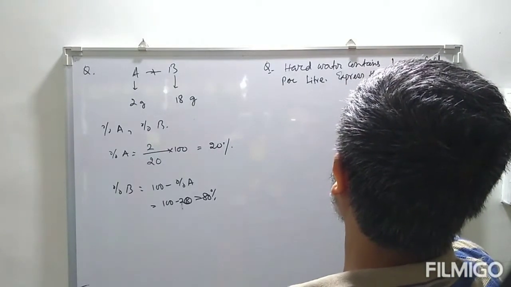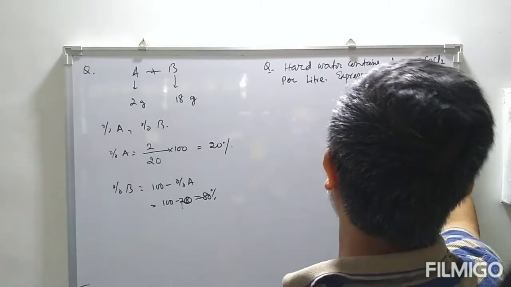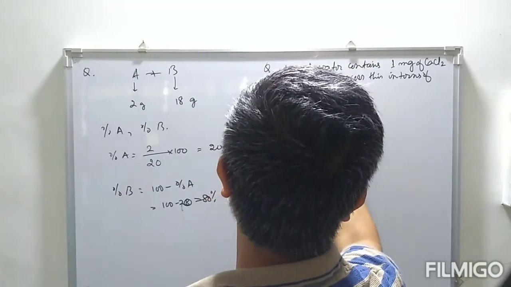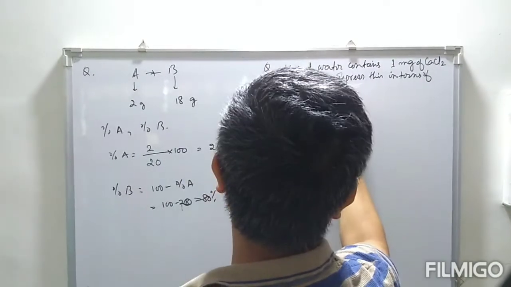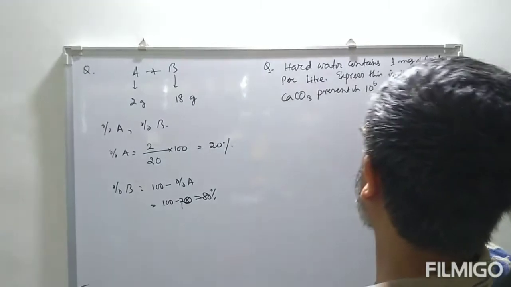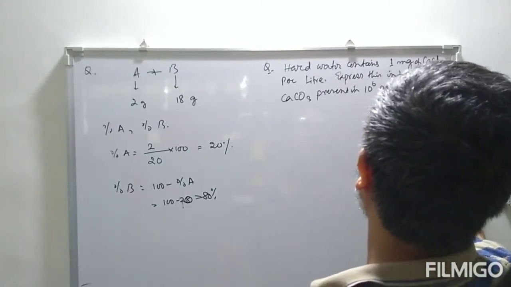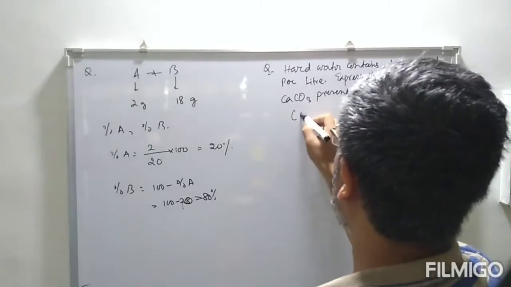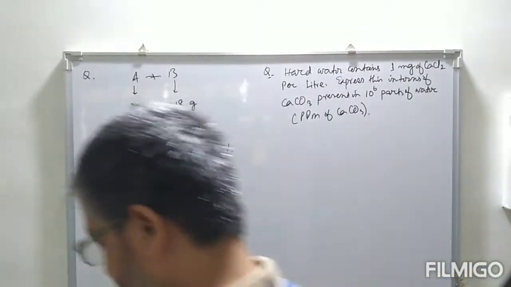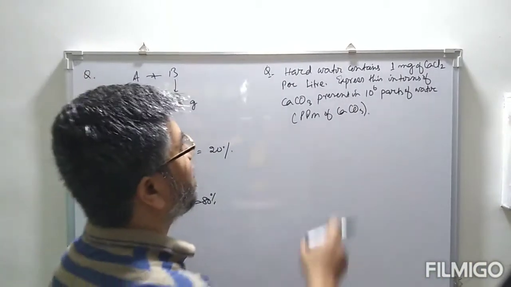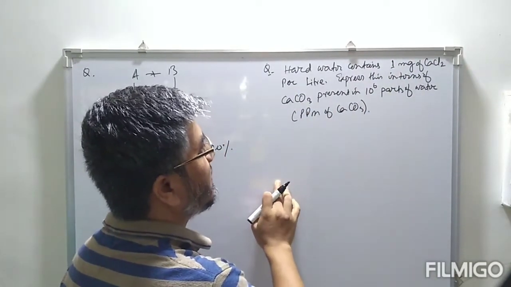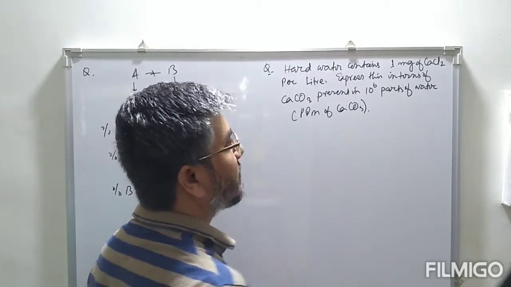Express this in terms of calcium carbonate present in 10 to the power 6 parts of water, that is ppm of calcium carbonate. So we have a sample of hot water which contains 1 milligram of calcium chloride present in 1 liter of solution. So what is the parts per million of calcium carbonate?